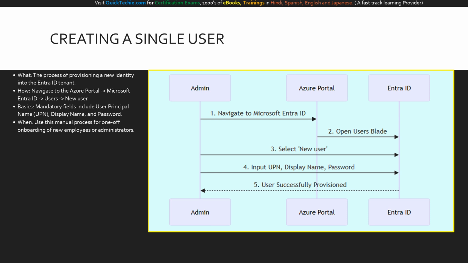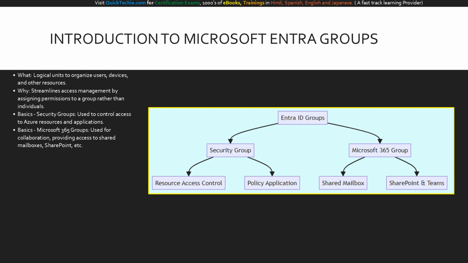Let's walk through the creation sequence. The administrator starts by logging into the Azure portal and navigating to Microsoft Entra ID. From there, they open the user's blade and trigger the New User command. After inputting the required data like the UPN and display name, Entra ID processes the request and provisions the new user account instantly. Now, let's shift our focus to groups.